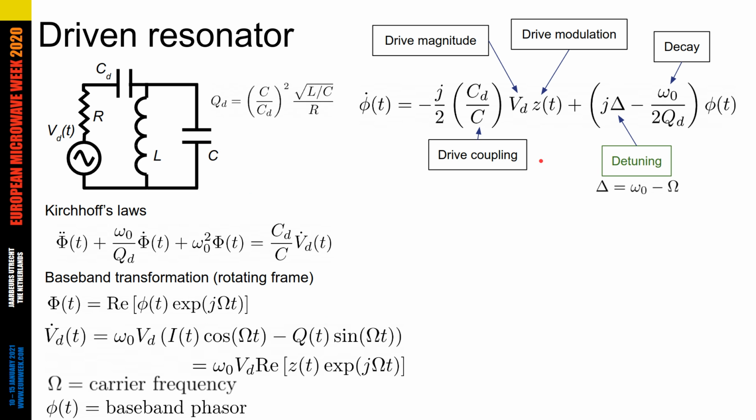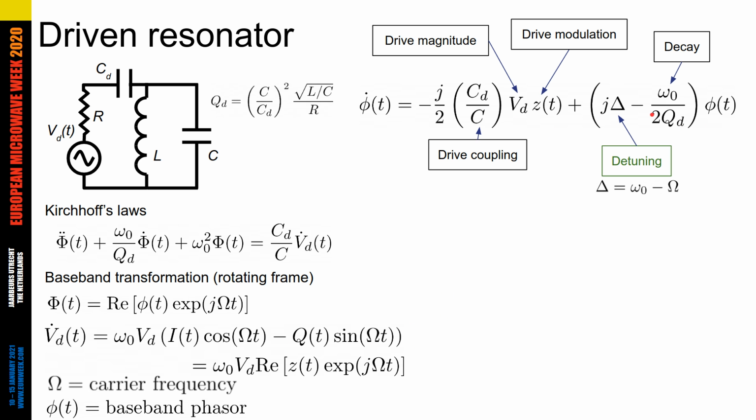So this equation has similar terms to the second order equation, but it's a bit simpler. There's the drive term here that depends only on z of t, which was the modulating part of the drive, taking out the carrier frequency time dependence. That all has a prefactor of a voltage drive scale and the ratio of the drive capacitance to the self-capacitance. There's a detuning term, j delta, where delta is the frequency difference between the resonator's resonance frequency and the carrier frequency omega. And then there's the decay term, which is written here, and again, involves QD.